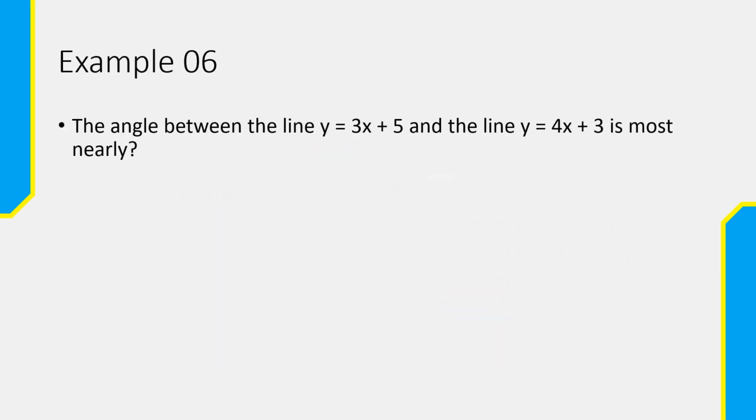For example 6, we are looking to determine the angle between the lines y equals 3x plus 5 and y equals 4x plus 3. The first step is to identify the slope of each line. For this instance, we are assigning m1 to be the slope of the line y equals 3x plus 5, which has a slope of 3, and for m2, we'll have y equals 4x plus 3, which has a slope of 4.